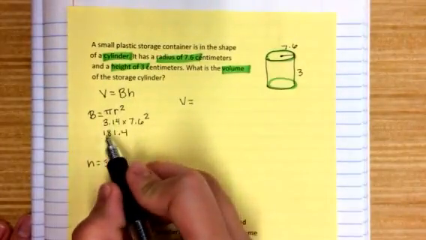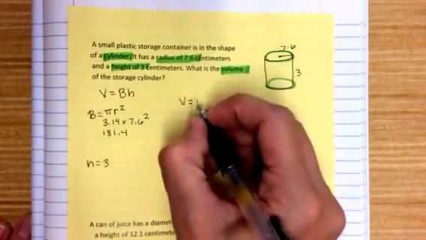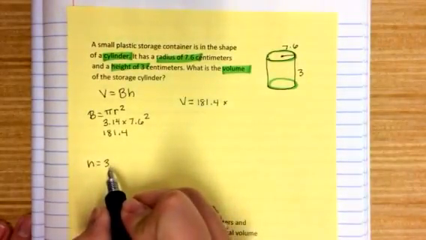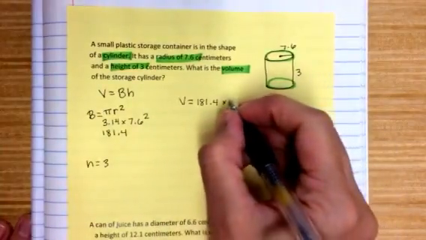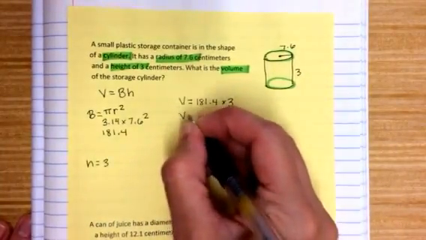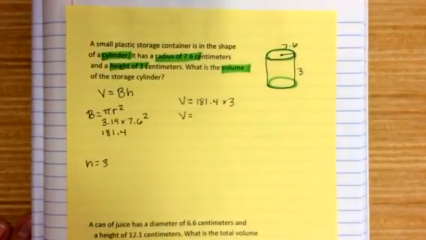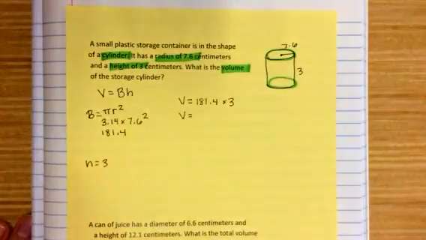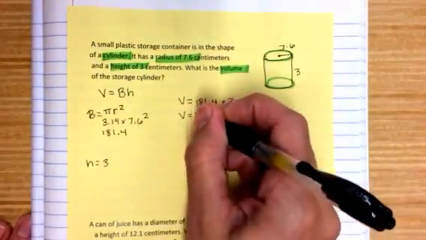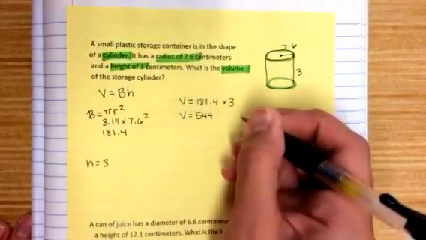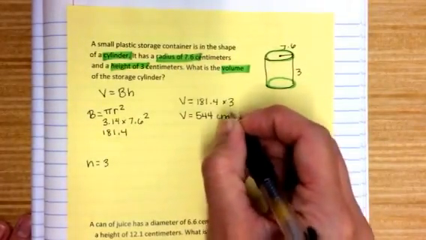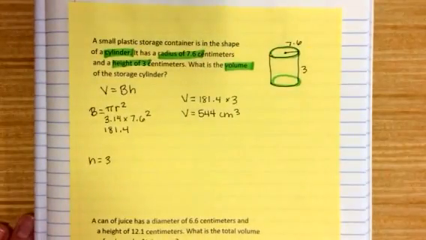And now that I have those two components, I can plug into my original formula. Instead of area of the base, I can put 181.4 times, and instead of h, I can put 3 for height. And I have my answer, 544. And my units are centimeters cubed.